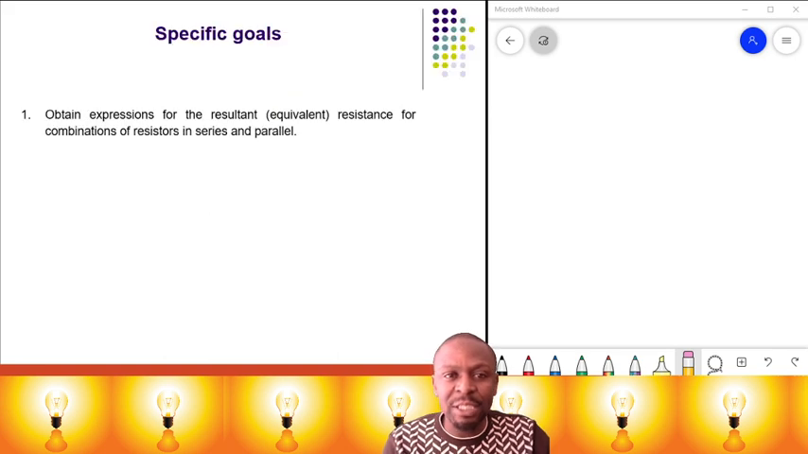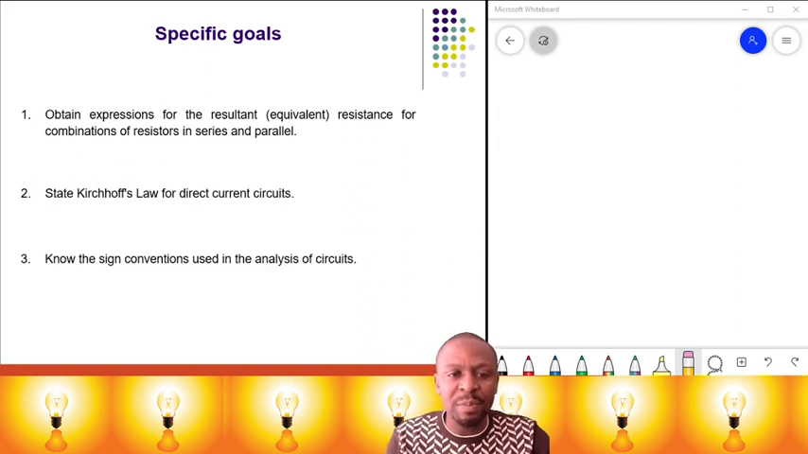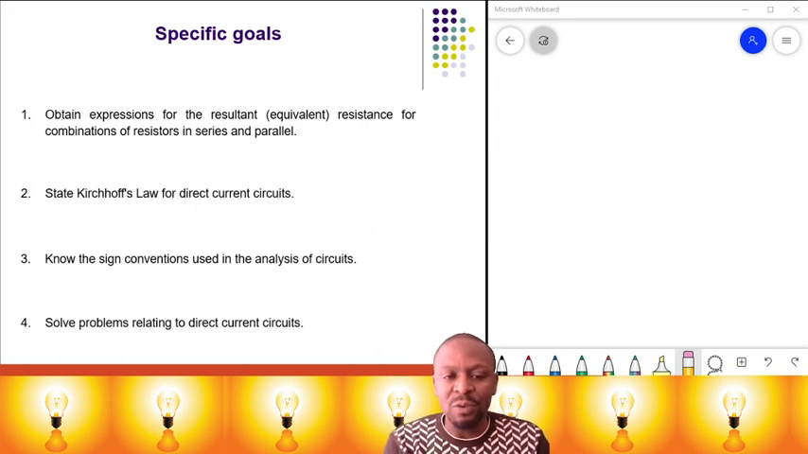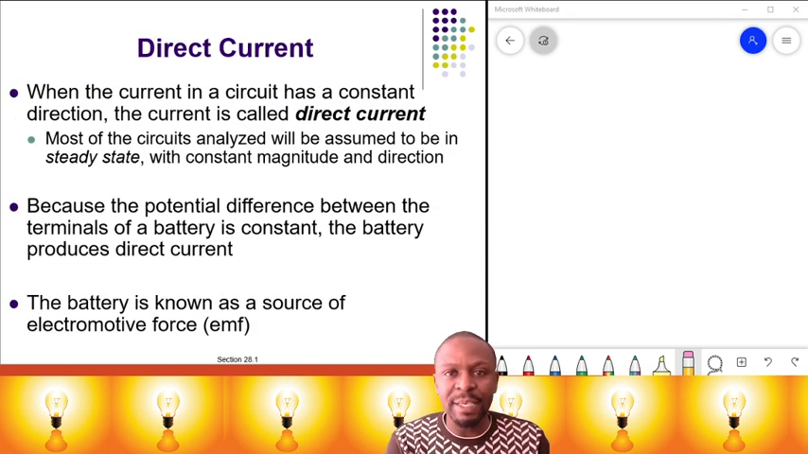After doing this chapter, you will be able to find an expression for the resultant equivalent resistance for combinations of resistors in series and in parallel. You will also be able to state Kirchhoff's laws for direct current circuits, know the sign convention used in the analysis of this kind of circuit, and solve problems relating to direct current. Right, let us just start by defining the direct current.